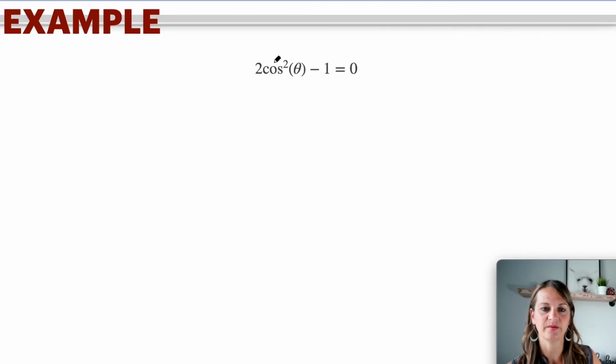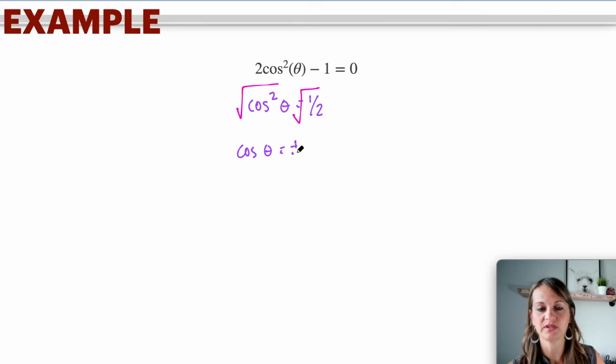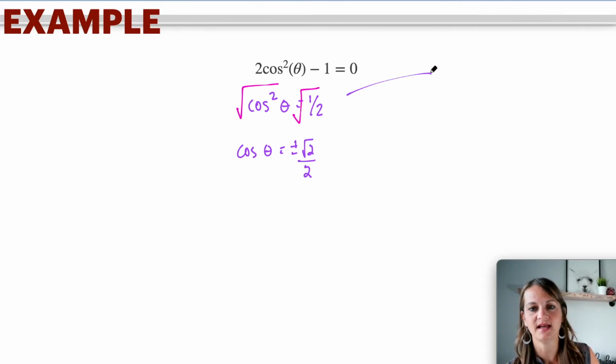In this case, I'm going to first add 1 and divide by 2. I'll get cosine squared equals 1/2. And so now I've got to take the square root of both sides. When I do that, I'll get cosine of theta equals plus or minus the square root of 2 over 2. Now, why is that? Square root of 1/2 is 1 over the square root of 2. Now, you have to rationalize the denominator. And that is how you get the square root of 2 over 2.